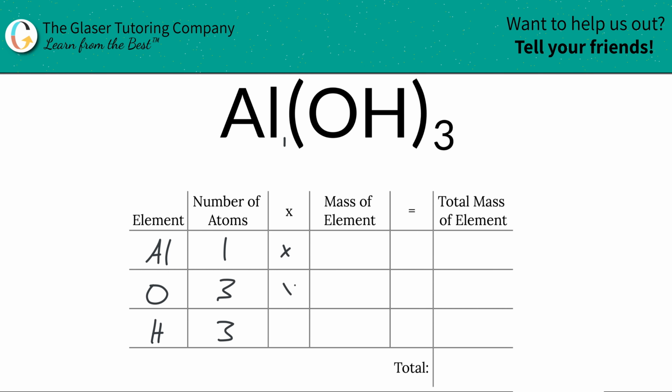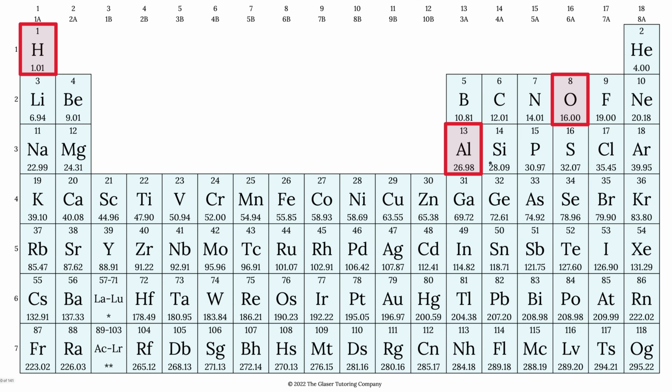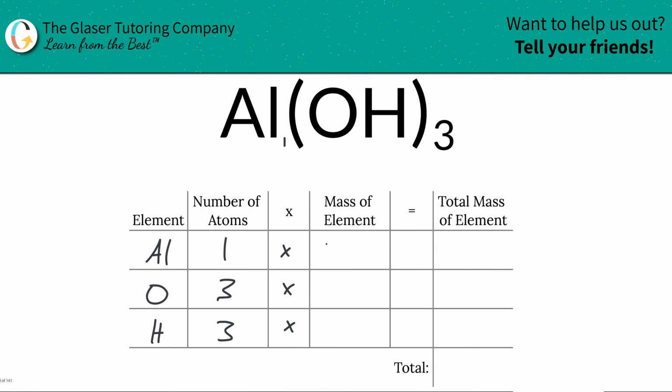Then we're going to take those number of atoms and multiply it by the mass of each particular element. So we use the periodic table to help us out. So here's the mass of aluminum, here's the mass of oxygen, and here's the mass of hydrogen. Those values could either be in grams per mole if you're finding molar mass, or AMU if you're finding molecular mass. So let's write them down. Aluminum is 26.98. Oxygen is about 16. And then hydrogen is going to be about 1.01.